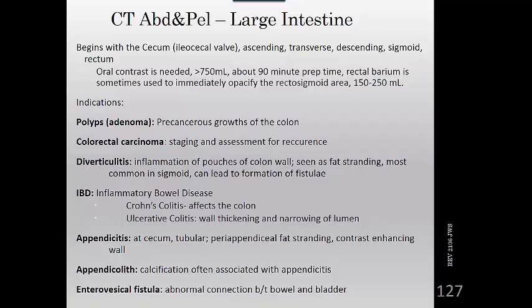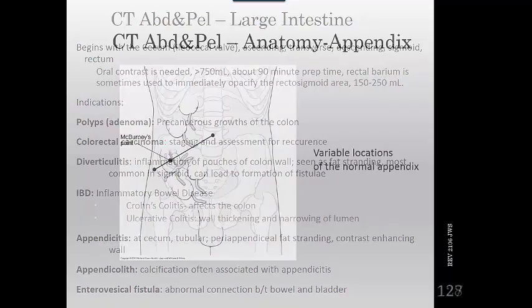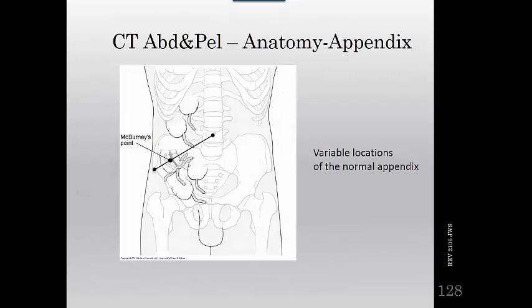Appendicolith is calcifications often associated with appendicitis. It's like a stone inside the appendix. They can be quite large too. Enterovesical fistula is an abnormal connection between the bowel and the bladder. Romans has much more information on appendicitis.